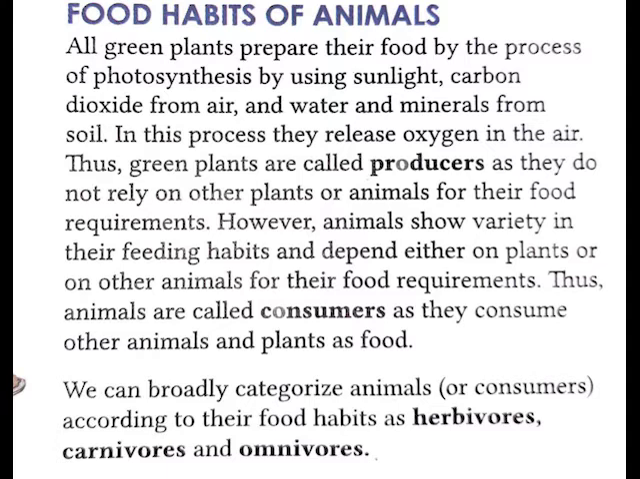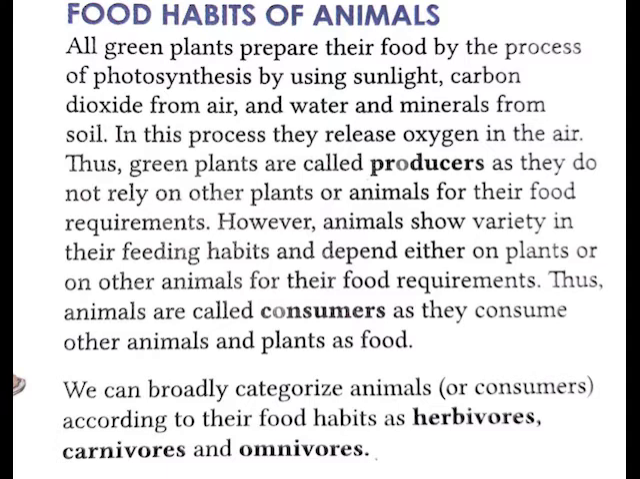First of all, we will discuss the producers. These are the green plants which make their food by the process of photosynthesis, using sunlight, carbon dioxide from air, and water and minerals from the soil. They prepare their food. They are also called the autotrophs. Autotrophs means the organisms who prepare their own food.